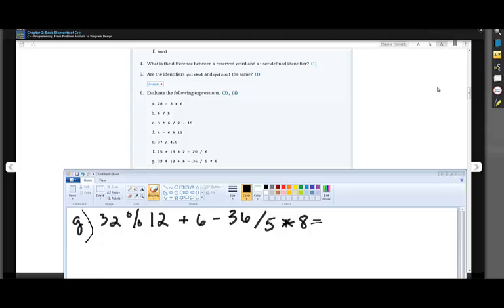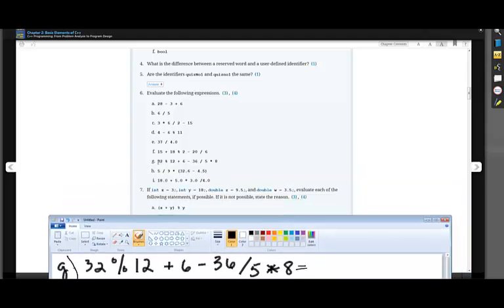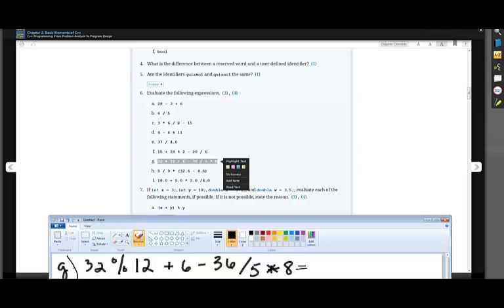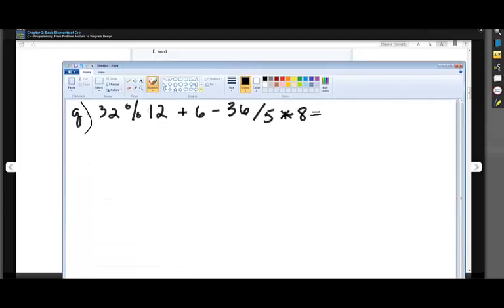Once again, let me pick up on number 6. This is number 6G. I am showing you this expression right there. I'm going to do this on the draw board that I have for you, which is 32 mod 12 plus 6, subtract that from 36 divided by 5 multiplied by 8.